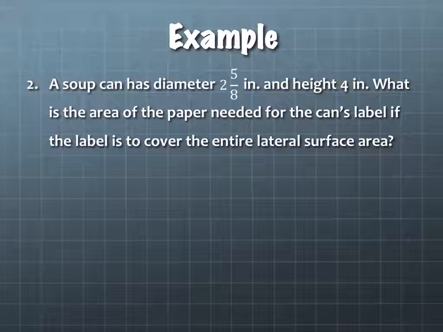Okay, so you need to be really careful when you're looking at the problems themselves about what they're asking. This says, a soup can has diameter 2 5/8 inch and a height of 4 inch. What is the area of the paper needed for the can's label if the label is to cover the entire lateral surface area?